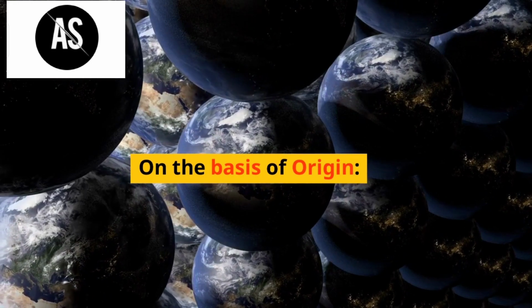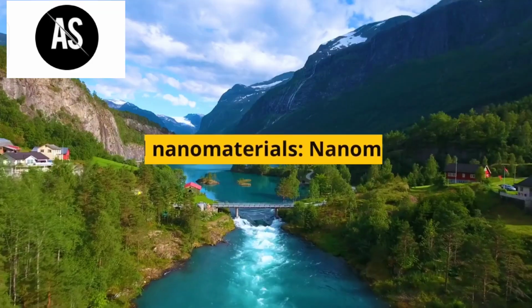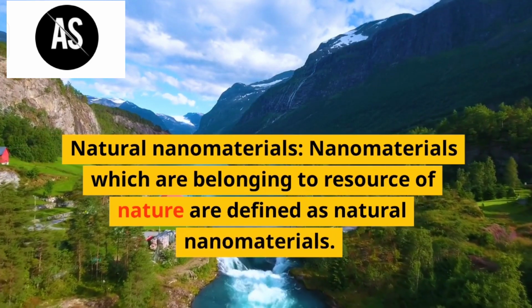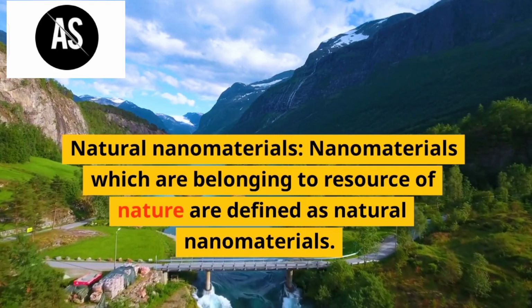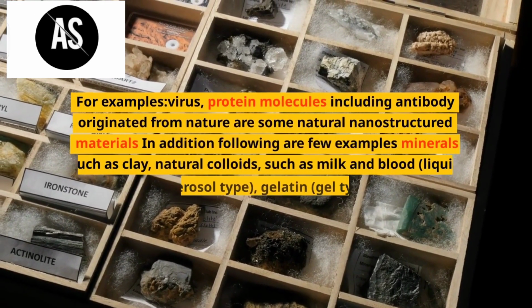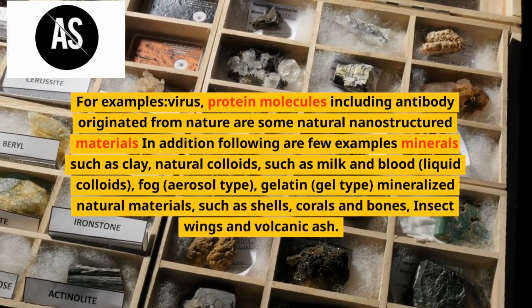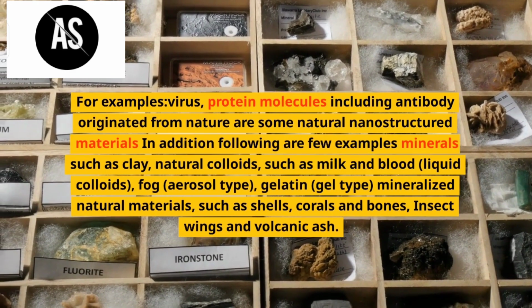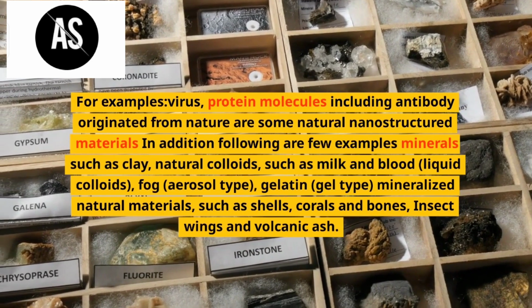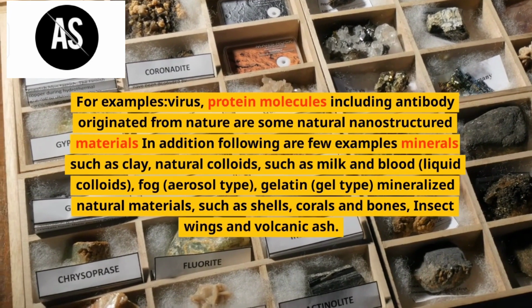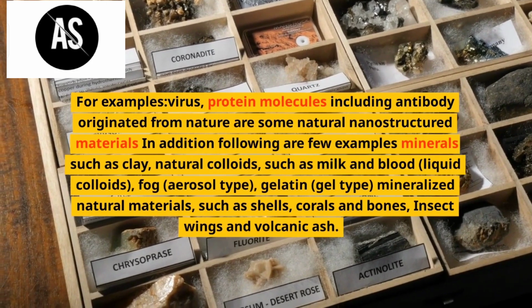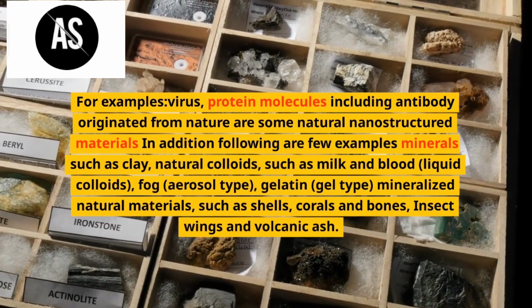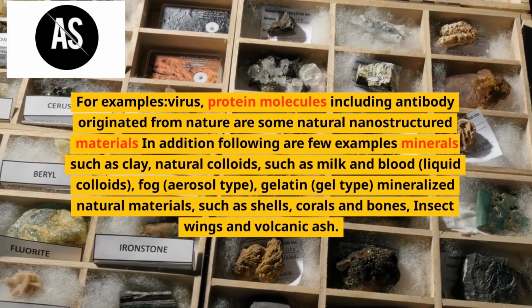On the basis of origin, nanomaterials can be classified into two major categories. Number one is natural nanomaterials, which are the nanomaterials belonging to resources of nature. For example, viruses, protein molecules, including antibodies originated from nature, and some natural nanostructured materials. In addition, following are few examples such as minerals such as clay, natural colloids, milk, blood, fog, gelatin, mineralized natural materials such as shells, corals, bones, insect wings, and volcanic ash.